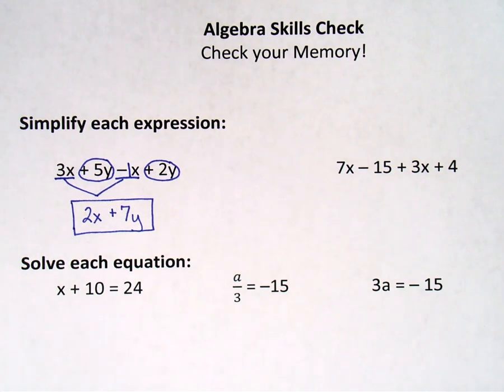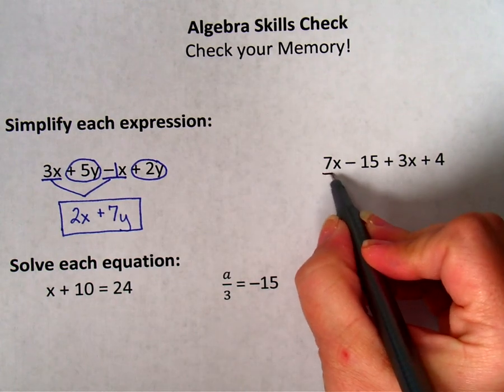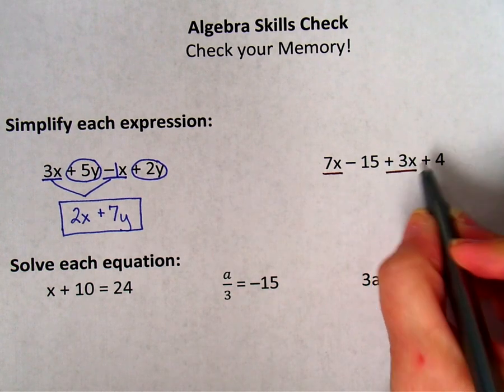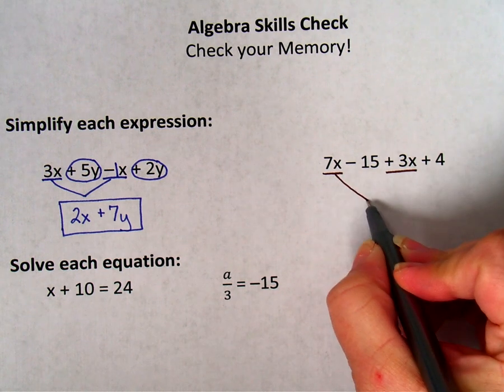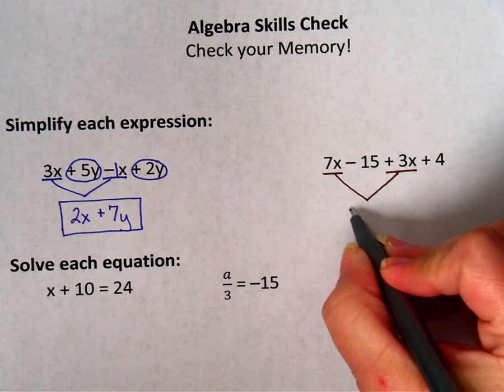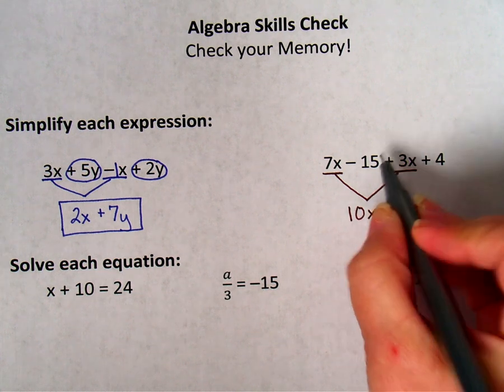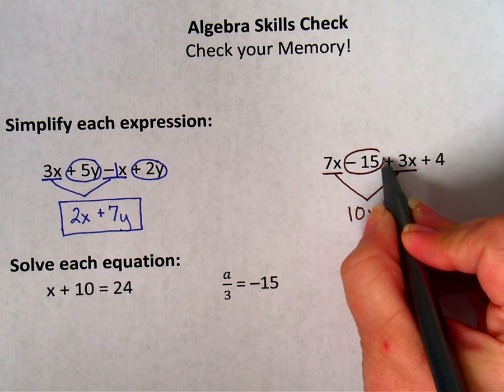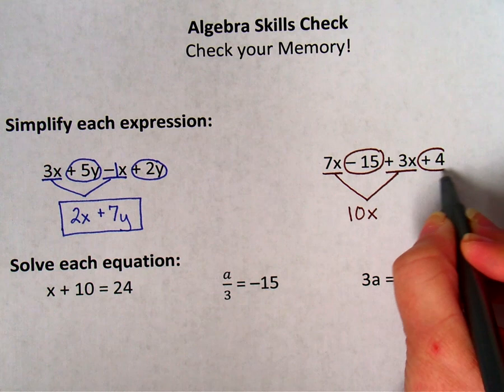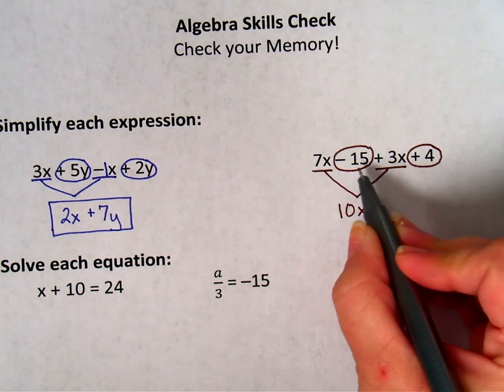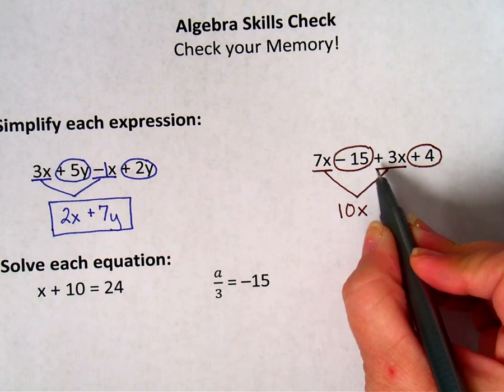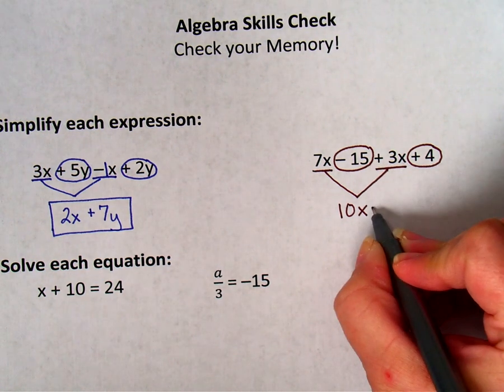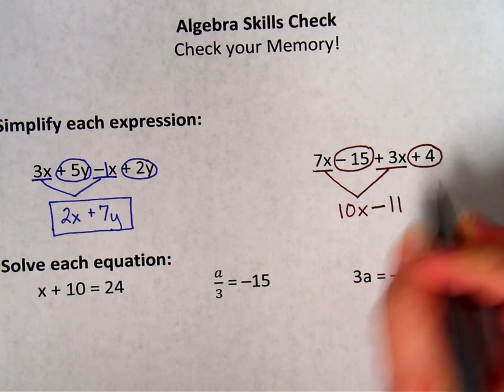Okay, let's look at the next one. Again, there's no equal sign, so we're just going to be combining our like terms again. I see I have a 7x plus 3x. When I put those two together, that is 10x. And then I have this minus 15 and this plus 4. Now when I put those together, I'm really subtracting, right? It's really like a positive 4 minus 15, which is going to put me at a minus 11.